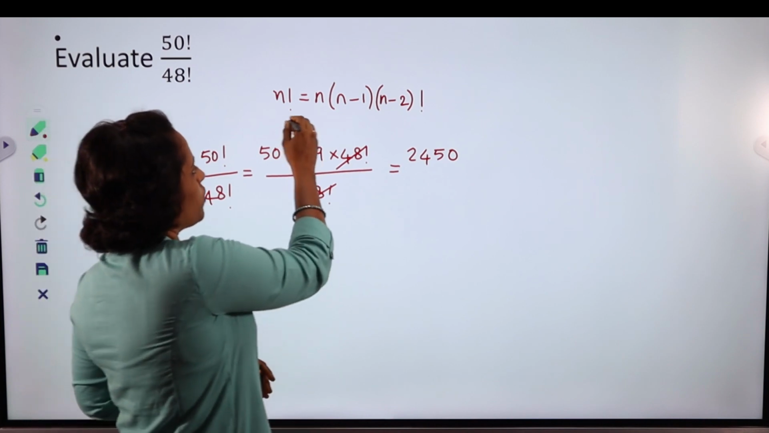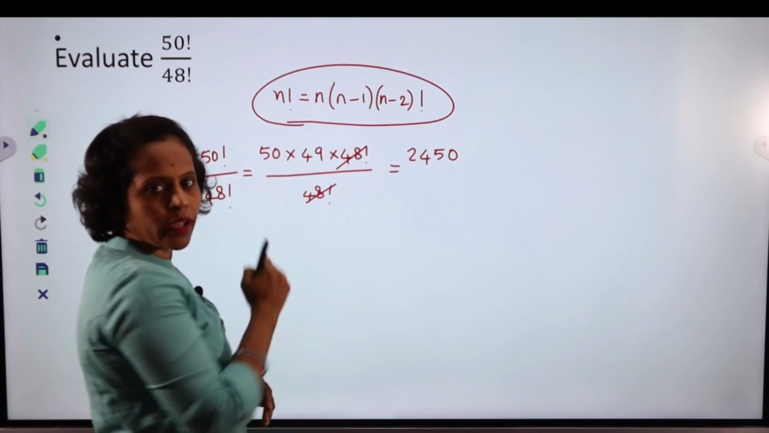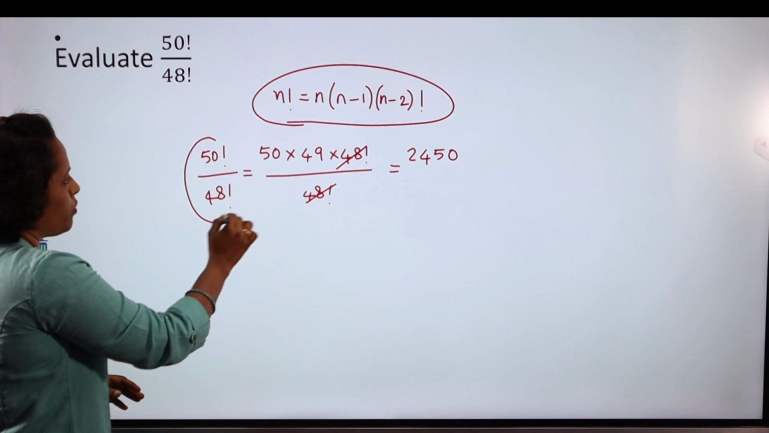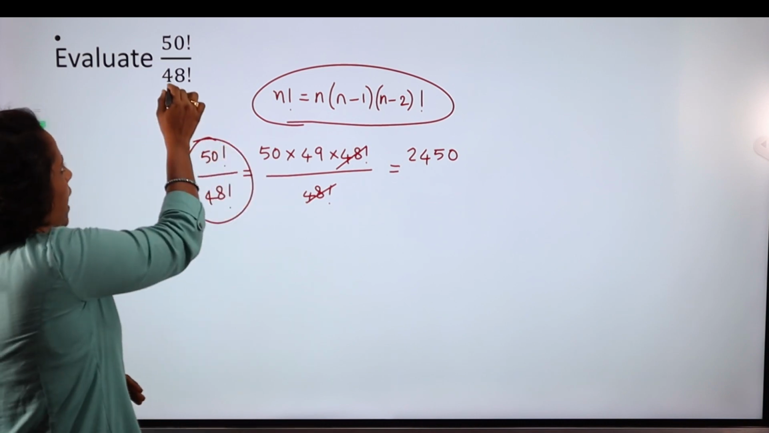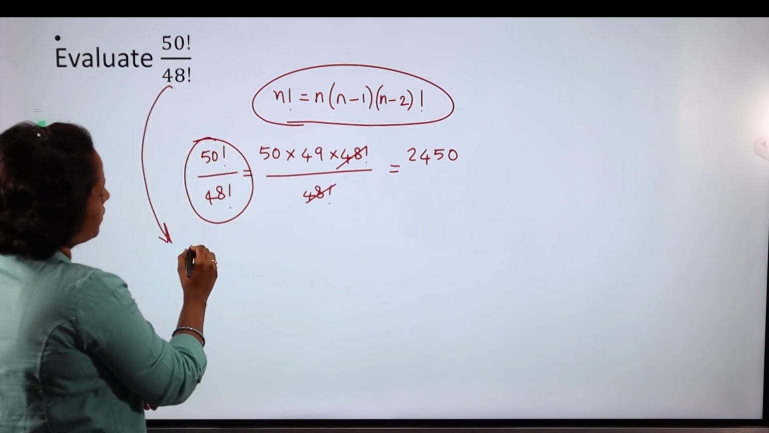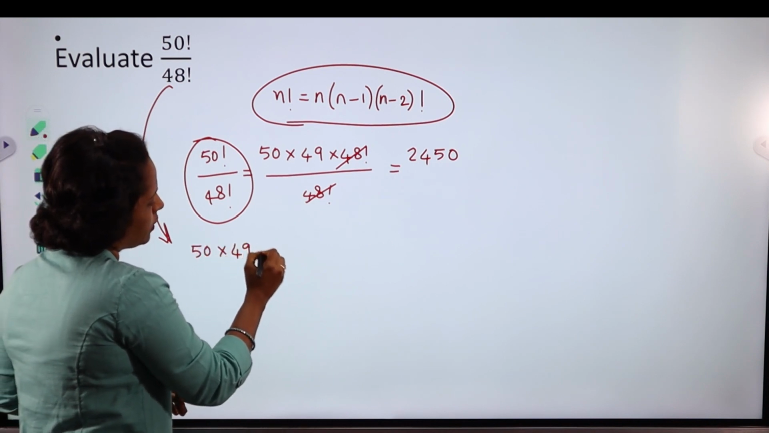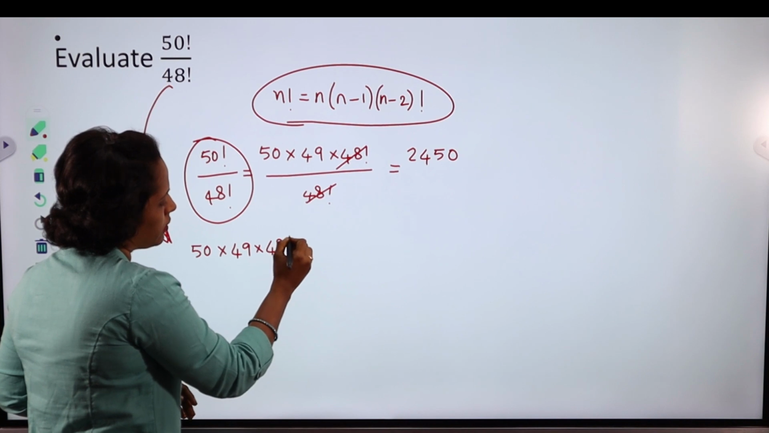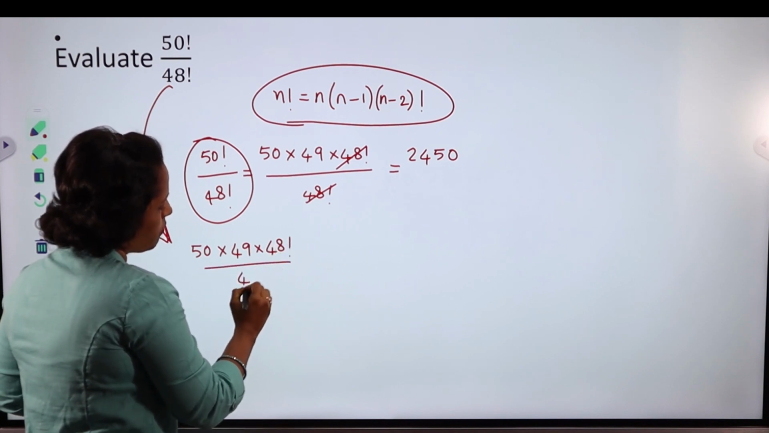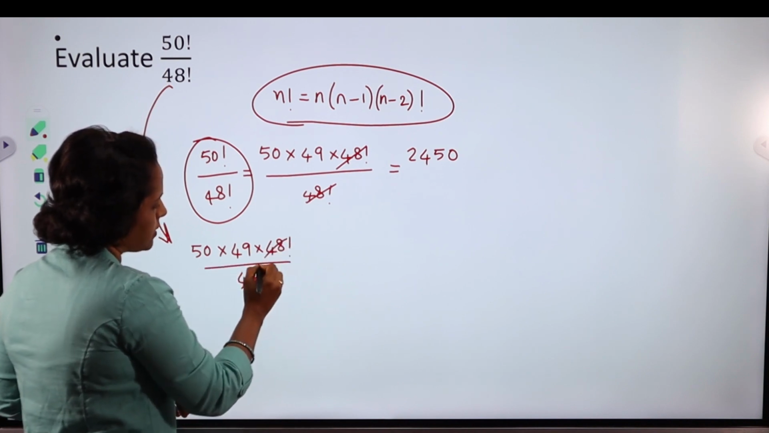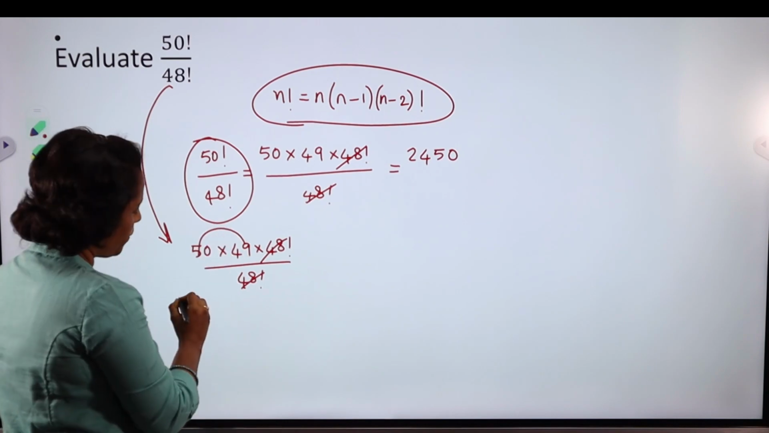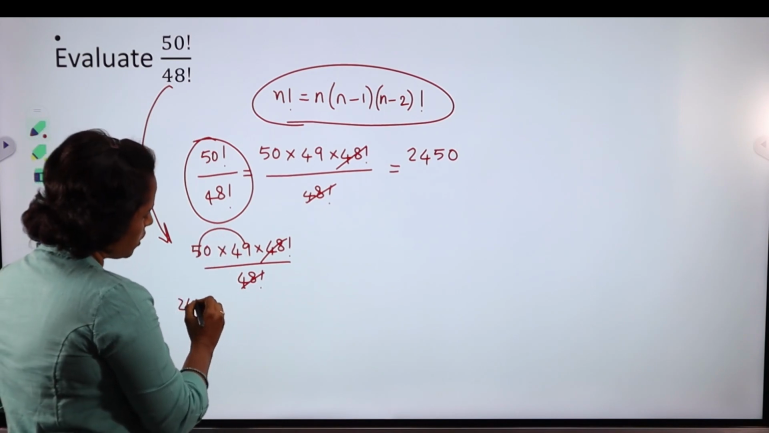In the exam, you can skip this step, and you don't have to write this step. You can directly solve it from here. This will be 50 into 49 into 48 factorial divided by 48 factorial. These both get cancelled and 49 into 50 will be 2450.